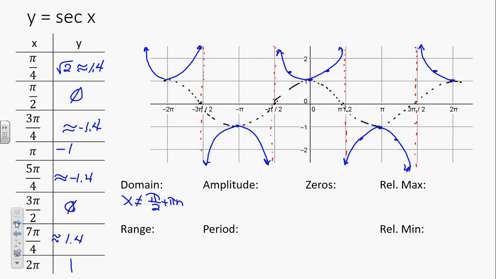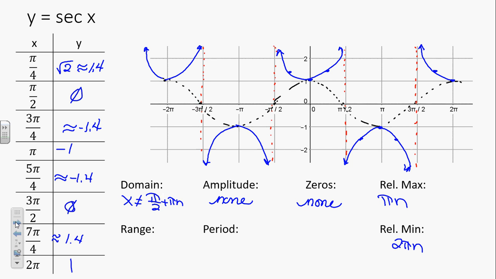Amplitude, is there one? Nope. How about zeros? Nope. Relative max. Got relative maxes at a negative pi and a pi, right? So these are multiples of pi. Okay, relative mins, negative 2 pi, 0, positive 2 pi, so 2 pi n.